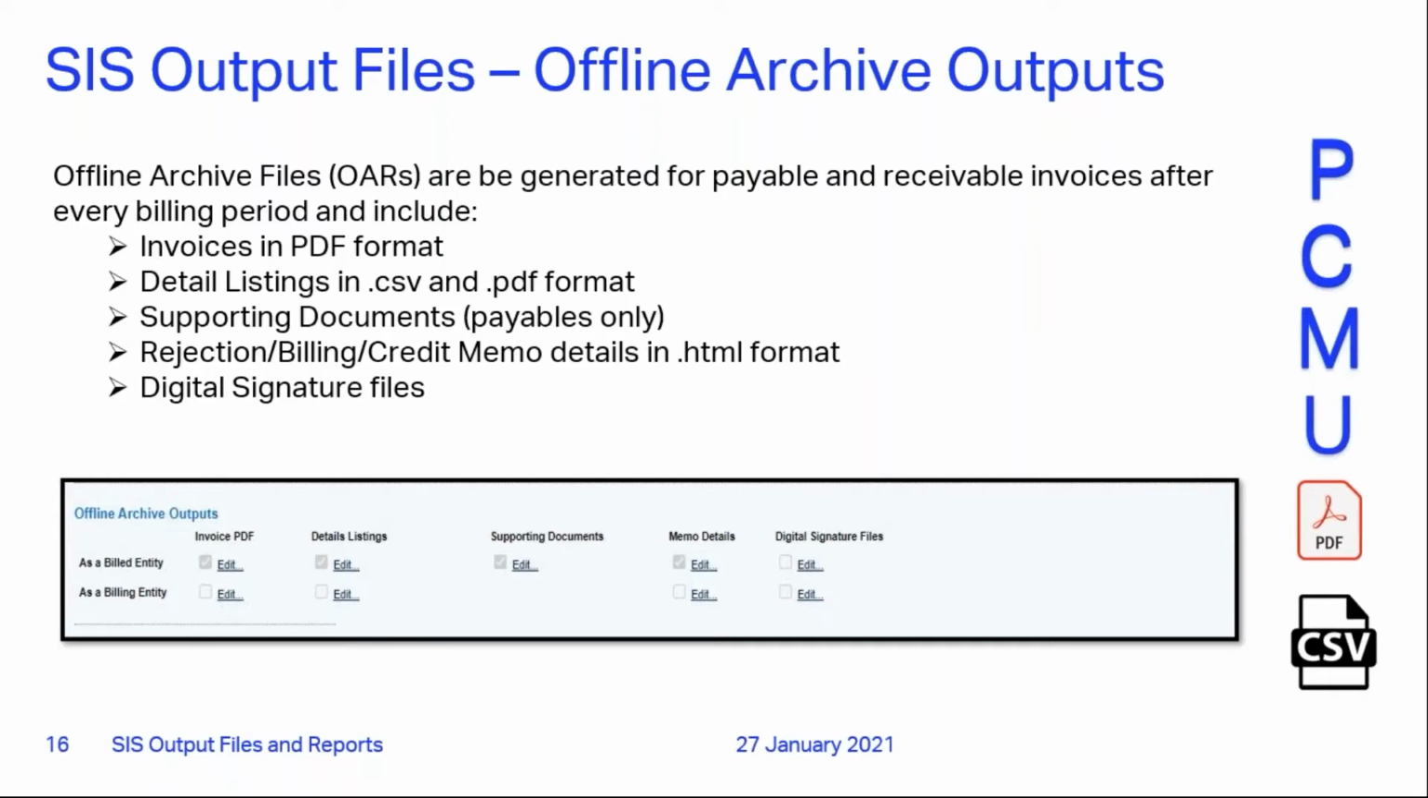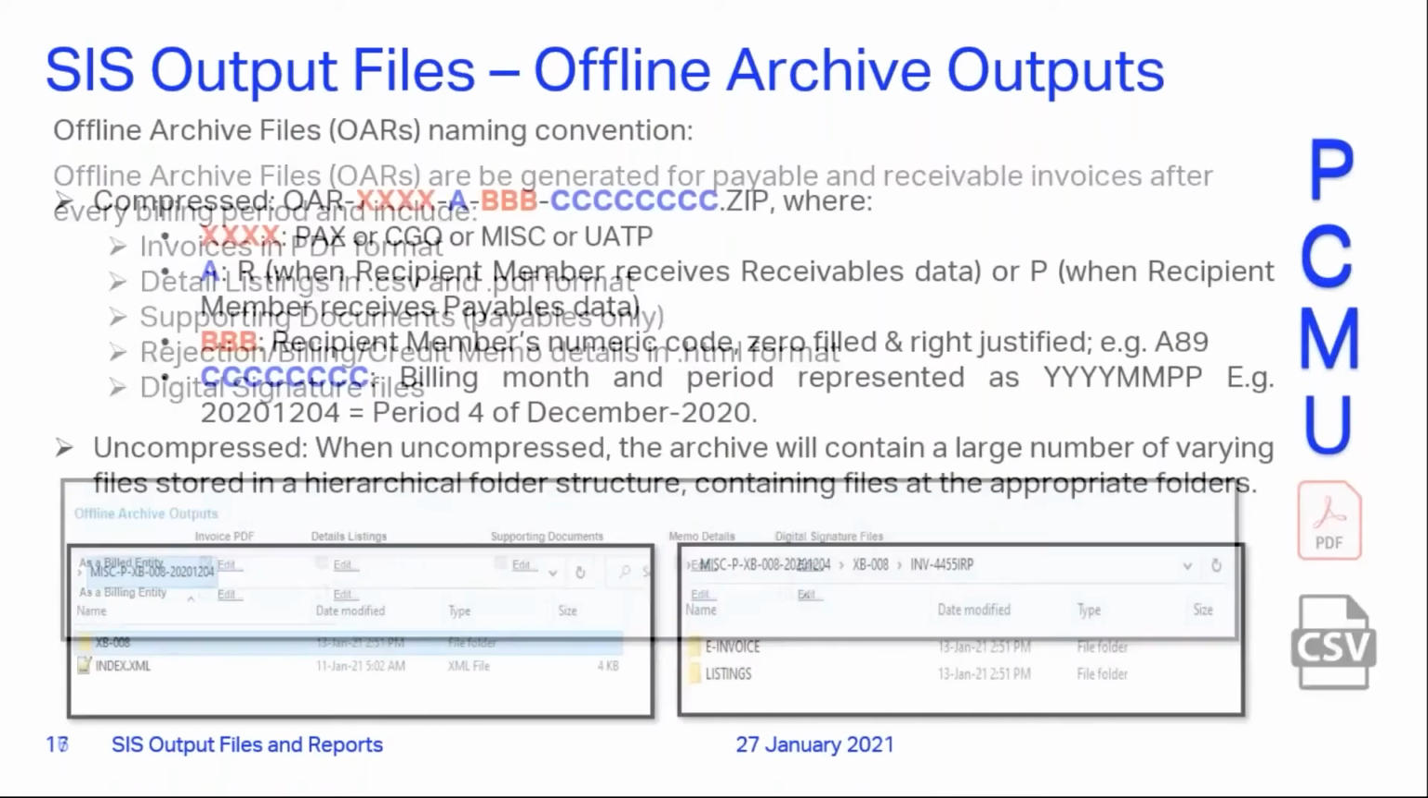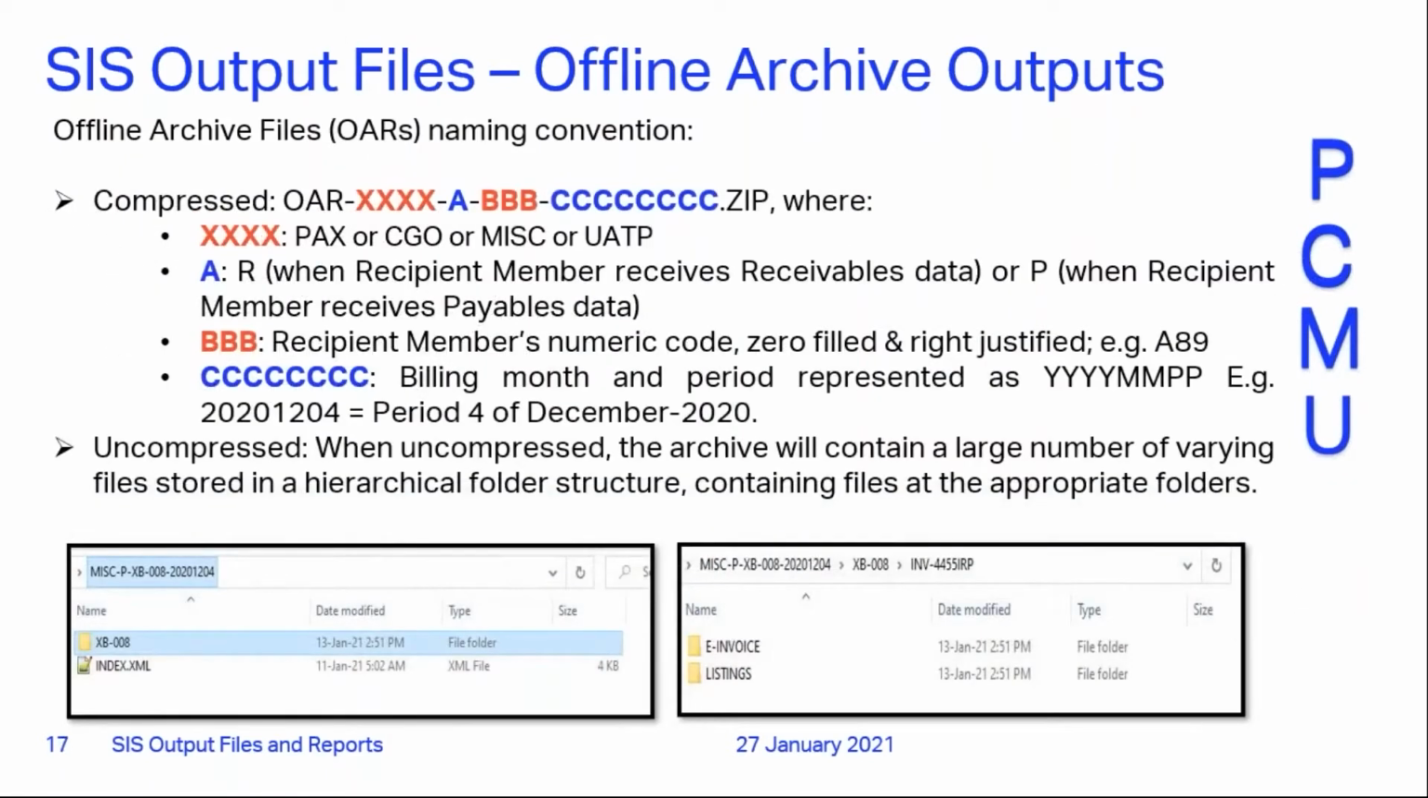So as you see here, this is where you can enable them in SIS in offline archive outputs per billing category. And as you see on the right side of this slide, they are offered for all the billing categories, and you might want to enable the PDF, the listing, supporting documents, the rejection billing credit memo, and the digital signature files. Moving forward, we would like to explain the naming convention of these OAR files. And as you can see here, this is how the naming convention of these files looks.